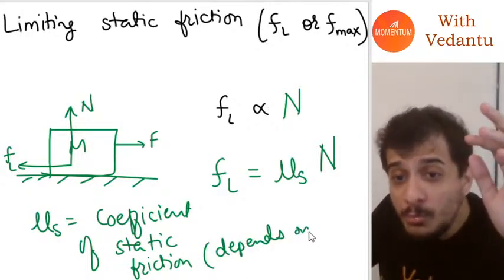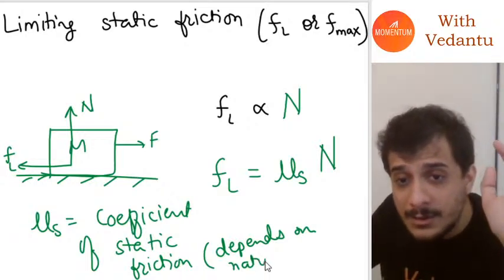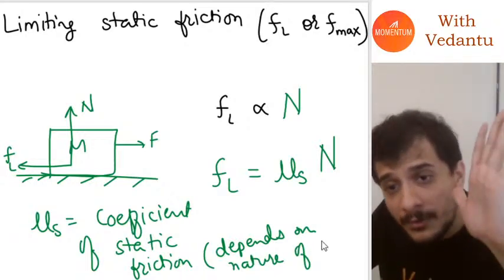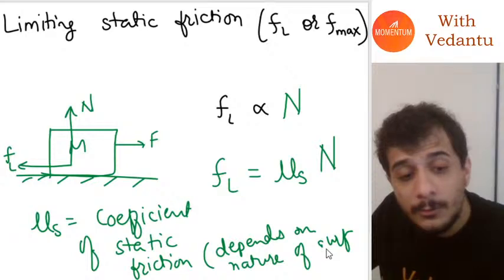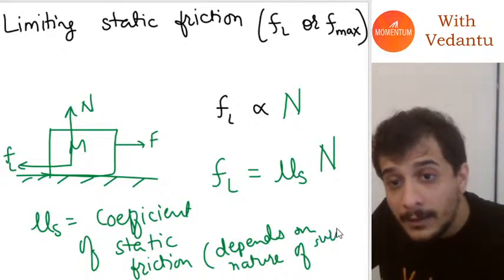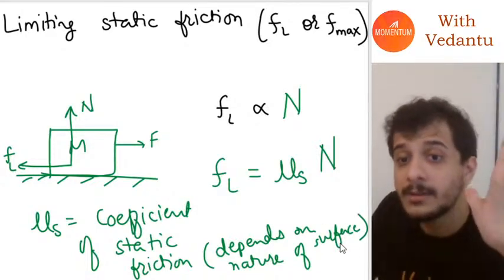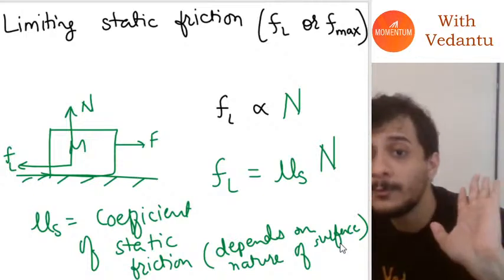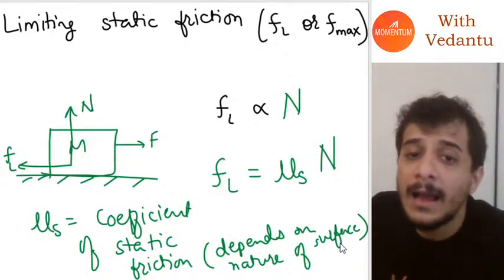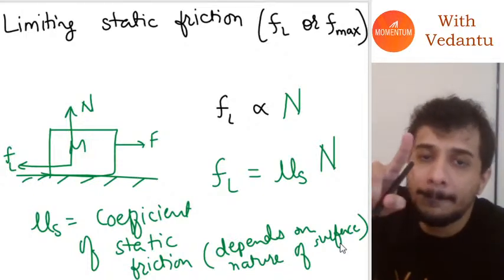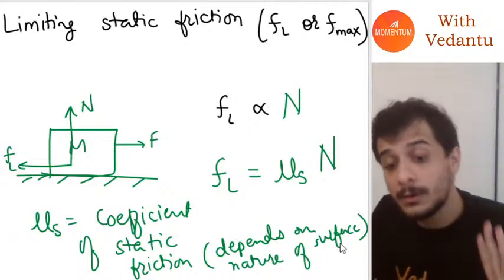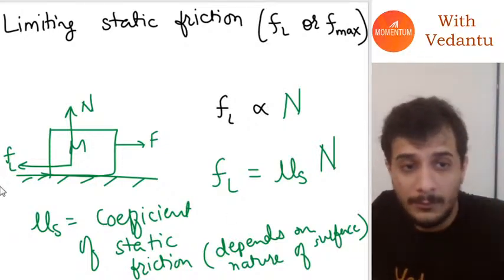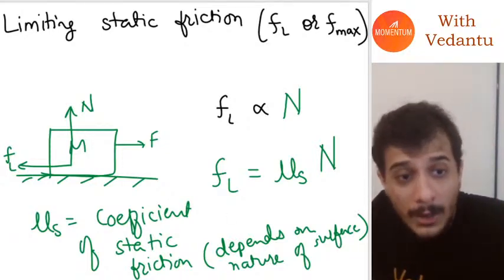It depends on the smoothness of the surface, or basically the nature of the surface. Some surfaces are very smooth and therefore have a very small coefficient of static friction. Some surfaces are not very smooth, and therefore have a high value of coefficient of static friction. Now, guys, remember what you have to do.